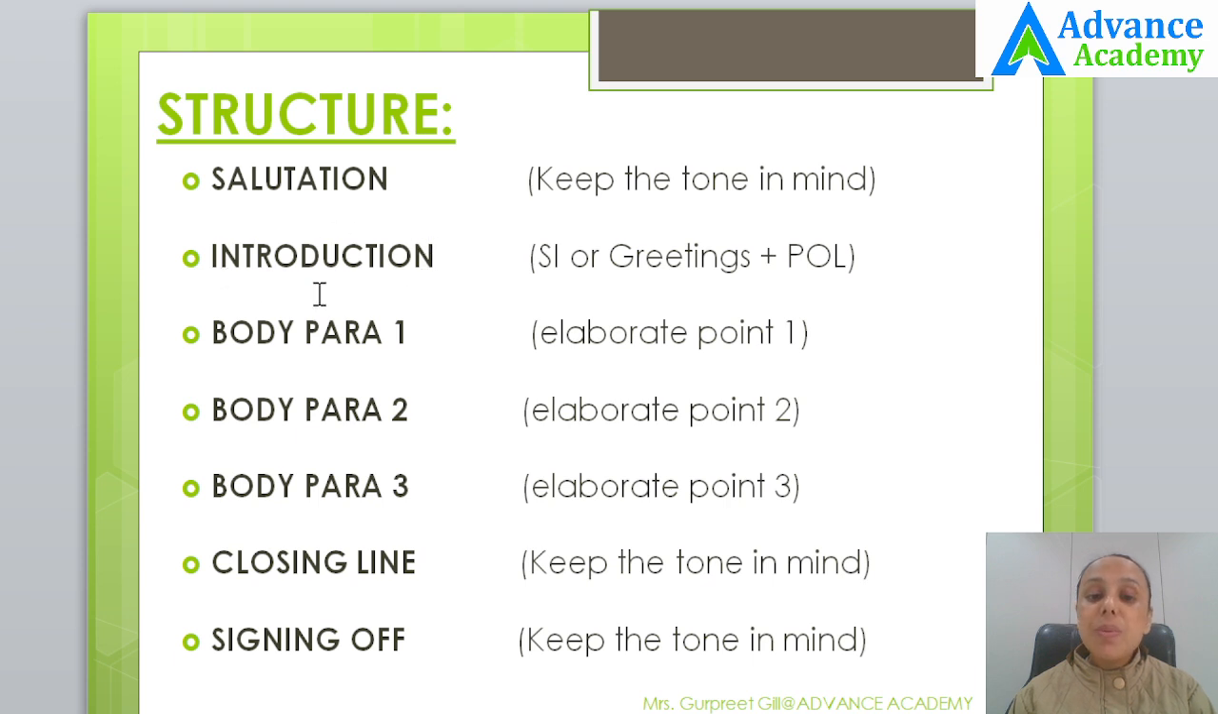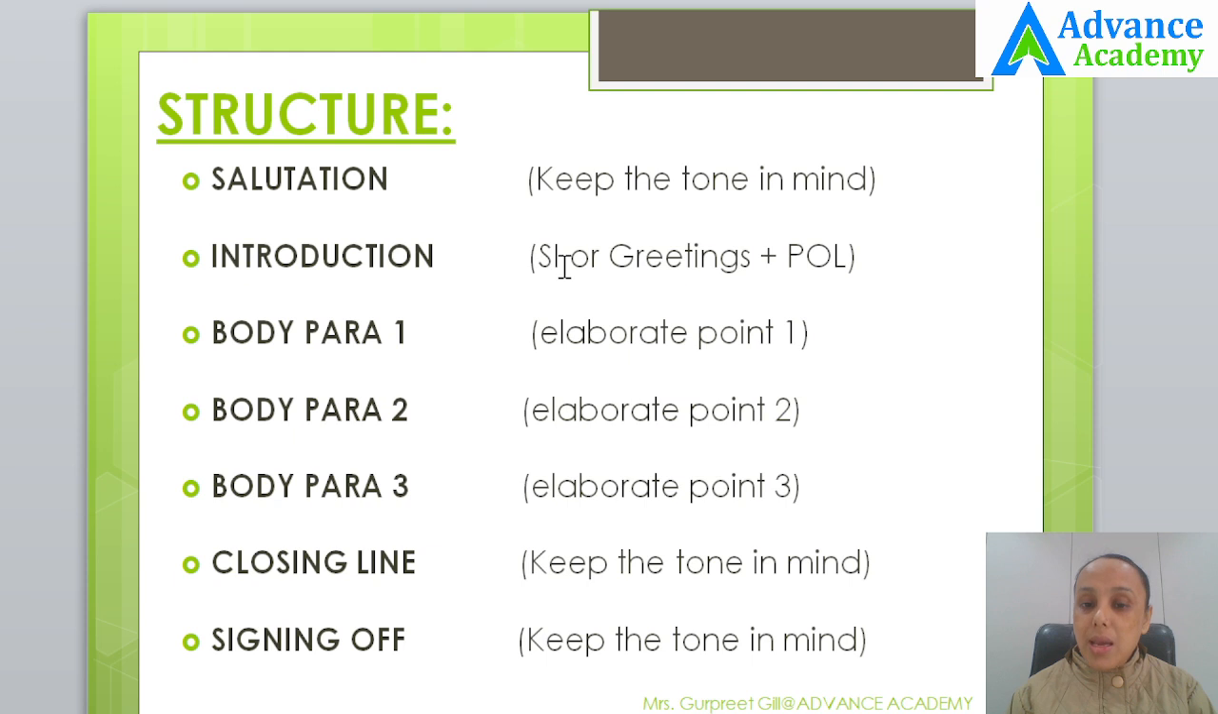Then the very first paragraph that you write is the introduction paragraph. What does it contain? It contains self-introduction. SI means self-introduction. Otherwise, you will not introduce yourself. You will just use greetings for them. You might ask how they are feeling, how they are, or how you are. You just ask them how are you.